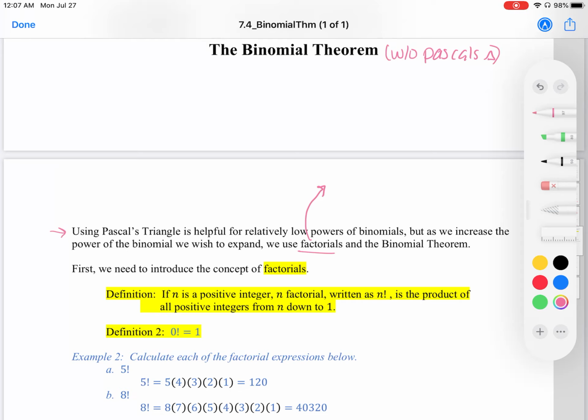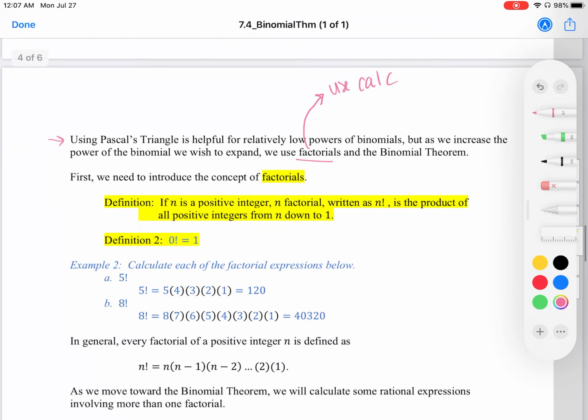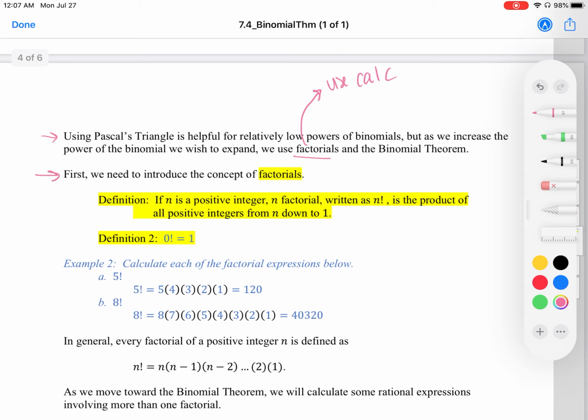For the most part, feel free to use your calculator. Don't feel the need to show your steps or to build it by hand. You absolutely can, but I don't want you to take up too much time with that. Use your calculator. All right, so first we need to introduce the concept of factorials.